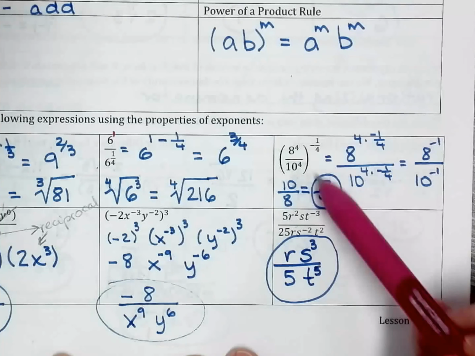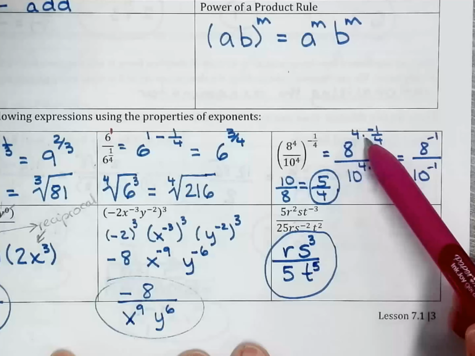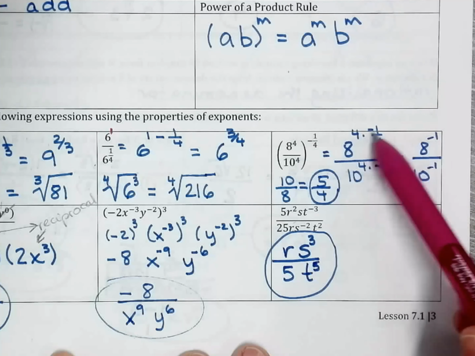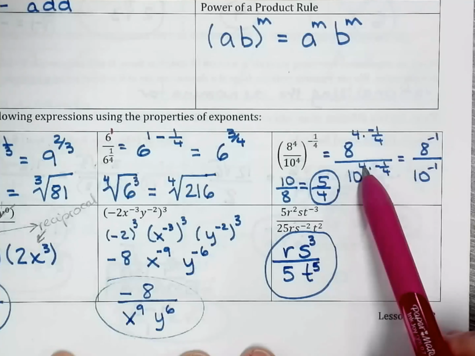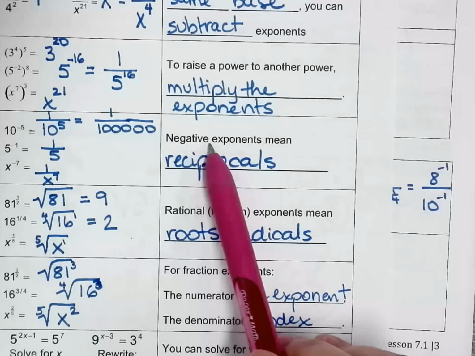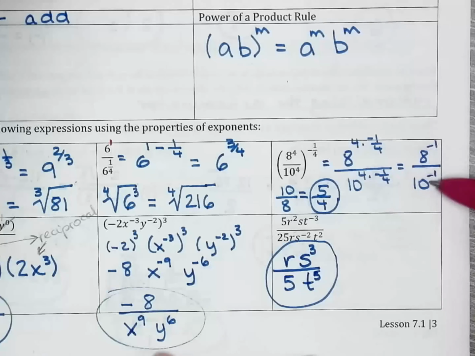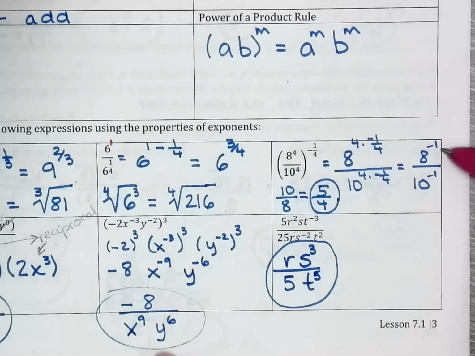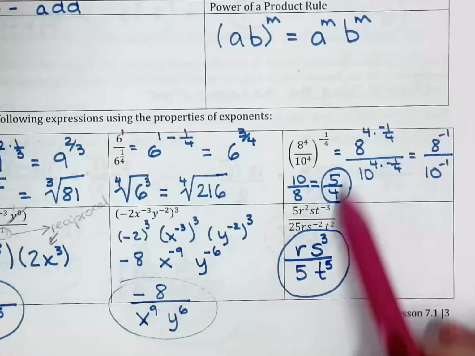This one, power to another power you multiply. So 4 times negative 1/4 is negative 1. And then 4 times negative 1/4 is also negative 1. So a negative exponent means reciprocal. So I need to turn that fraction upside down. So this goes on top, this goes in the bottom. So 10/8, but you know you need to simplify that fraction. So 5/2.